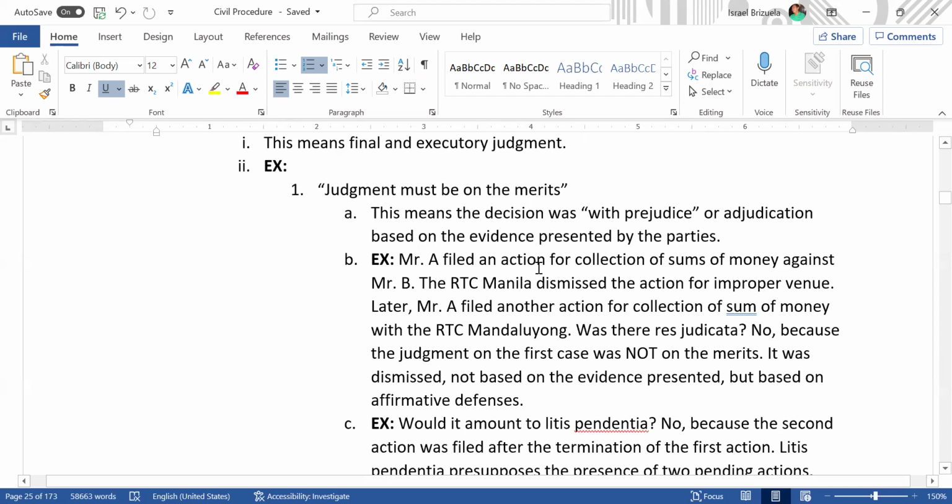Example, Mr. A filed an action for collection of sum of money against Mr. B. The RTC Manila dismissed the action for improper venue. Later, Mr. A filed another action for collection of money with the RTC Mandaluyong. Was there res judicata? No, because the judgment on the first case was not on the merits. It was dismissed, not based on the evidence presented, but based on the affirmative defenses.